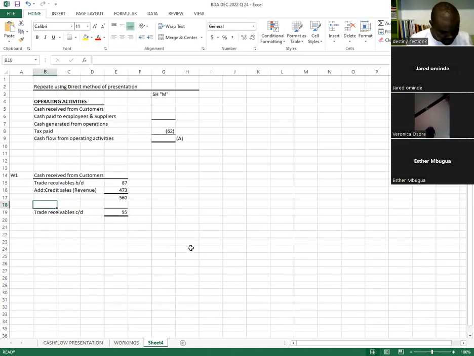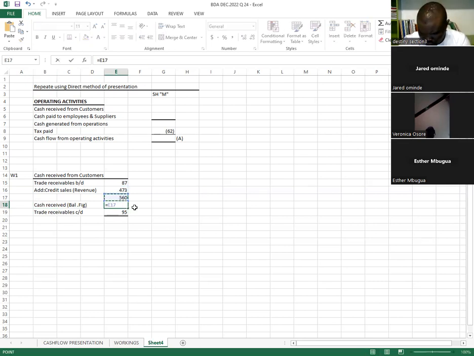So the decrease is the cash received. So cash received, which is the balancing figure there. And cash received is positive, so I need a positive figure here. So it is 560 minus 95. So they received 465. So 465, that is what you bring up here. So you say is equals to, we don't want those manual. So you say is equals to this one here. You pick that, then you enter. So that is the cash received from customers.